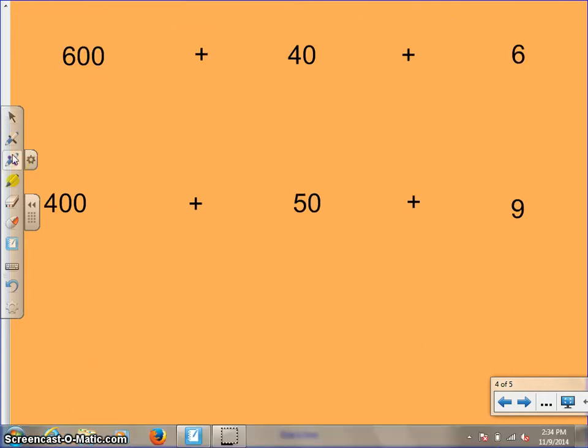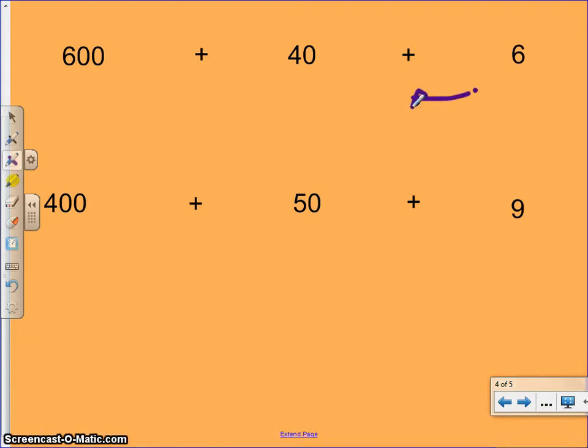I have 6 minus 9. Well, 6 is smaller than 9, so I don't have enough to subtract 9 from. So what I have to do is go next door and borrow, or regroup, from my 40. So I cross out my 40. I'm borrowing 10 ones. I'm borrowing a 10, so it turns into 30. And I'm adding those 10 ones into my 6, which turns the 6 into 16.